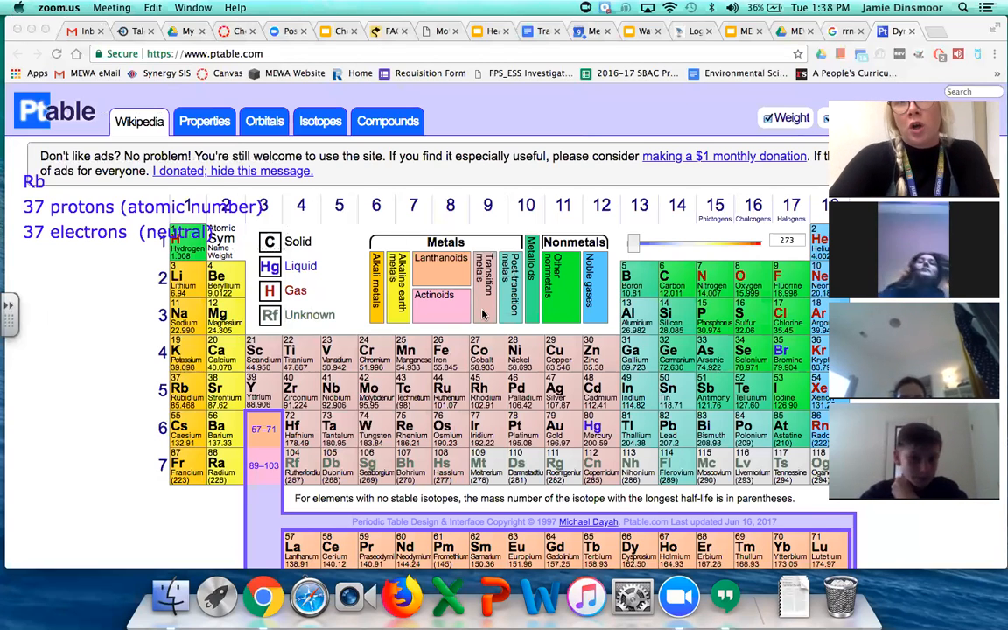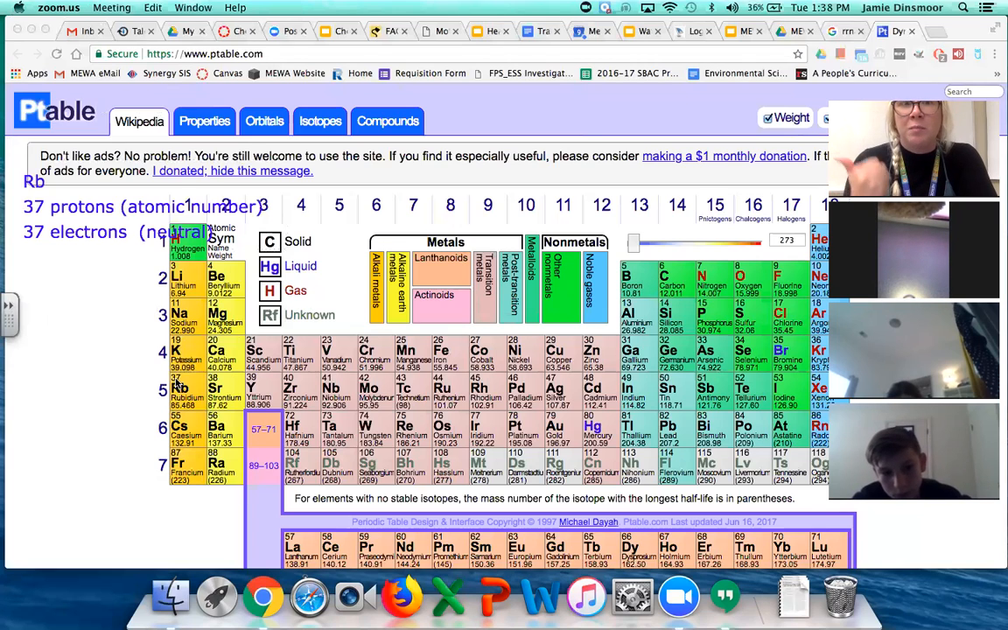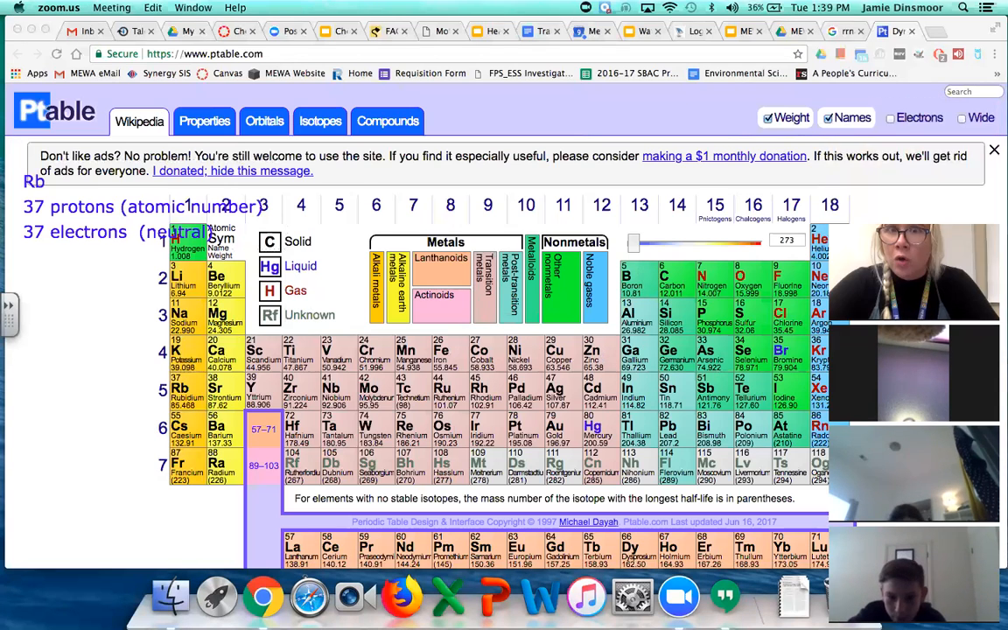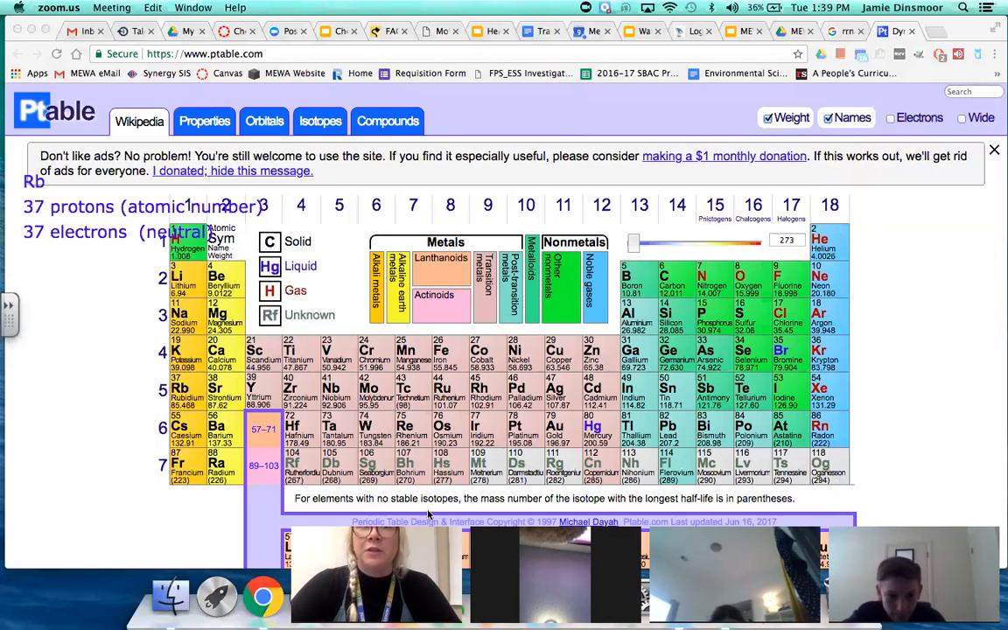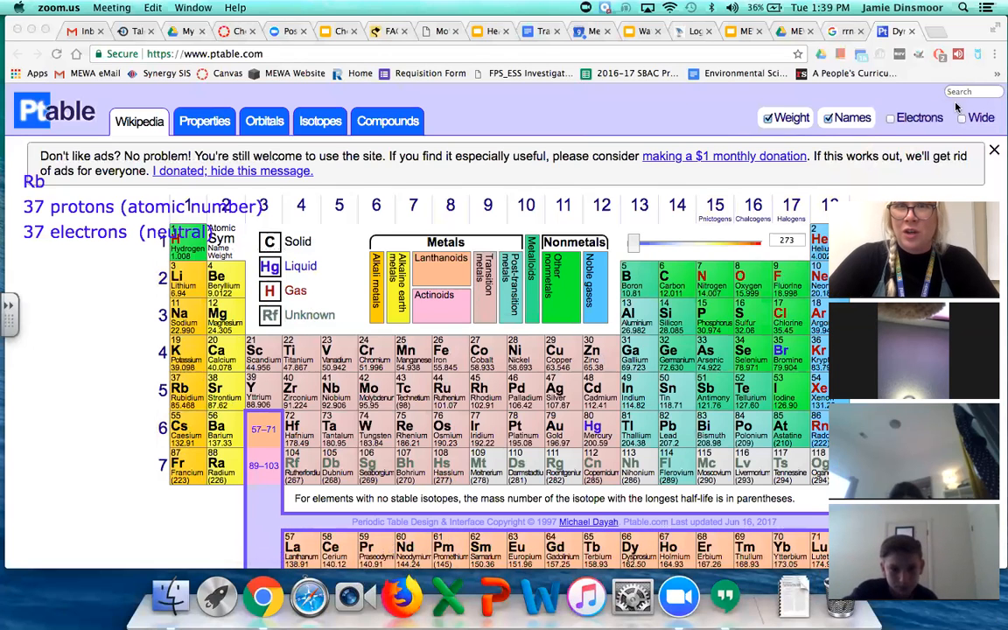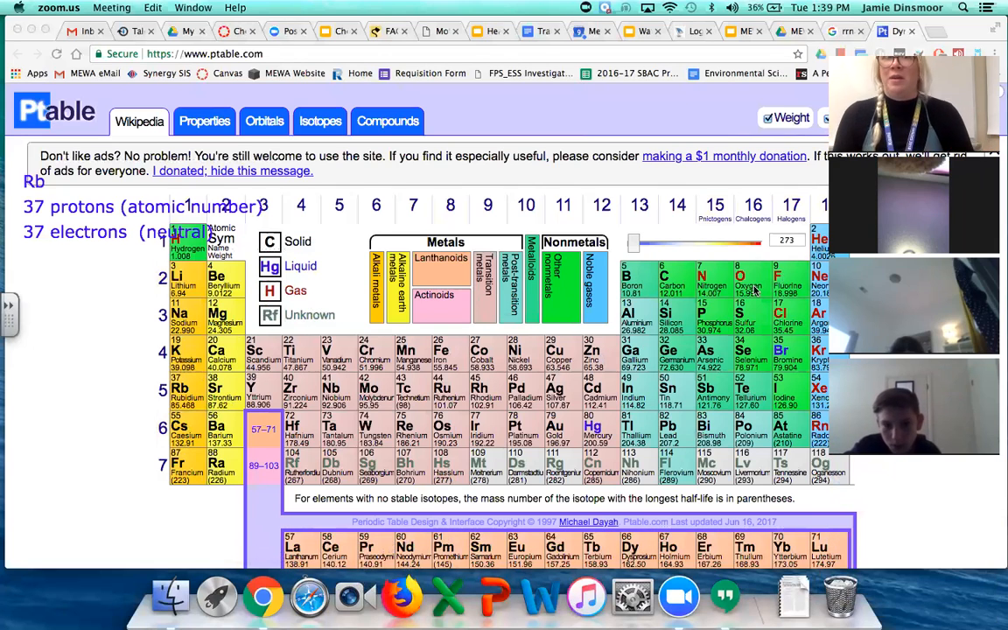Yeah, it would change the charge for sure, right? But it would also change the element. Because remember, these atomic numbers tell us not only which element it is, but how many protons they have. So if something has 36 protons, it's no longer rubidium, it is now krypton, right? If something had 38 protons, it would be strontium, not rubidium. So the protons can't change unless we want to change the element, right? Which is a whole different thing.